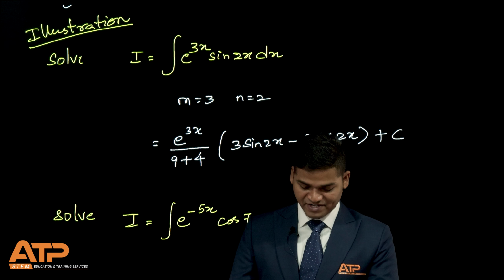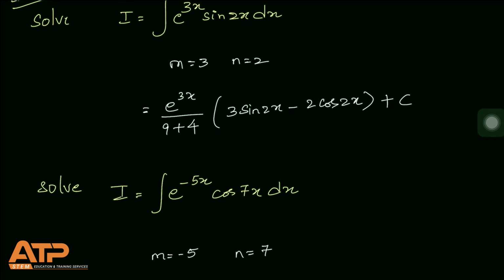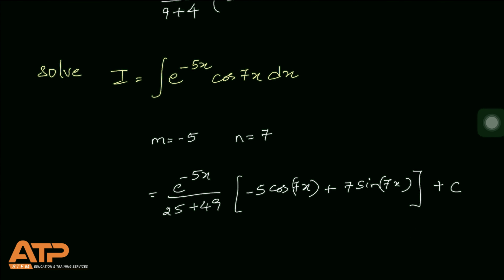Let's see another question. Integration e power minus 5x cos 7x dx. The m value is minus 5 and n value is 7. So what will the result become? e power minus 5x divided by 25 plus 49 into minus 5 cos 7x plus 7 sine 7x plus c.